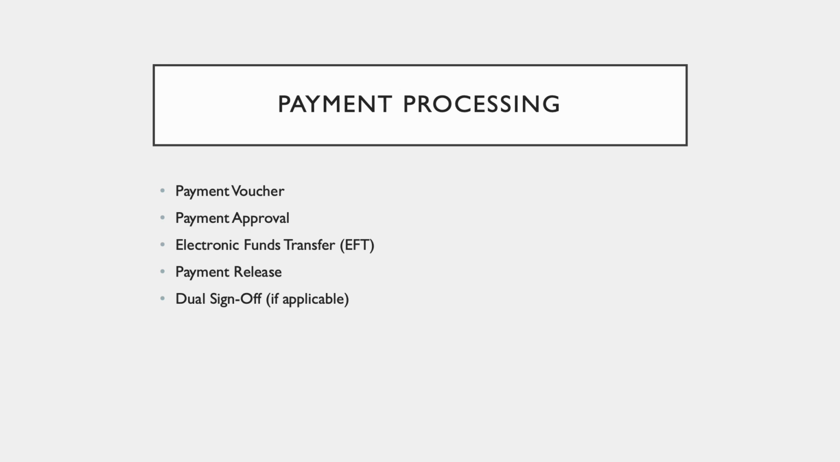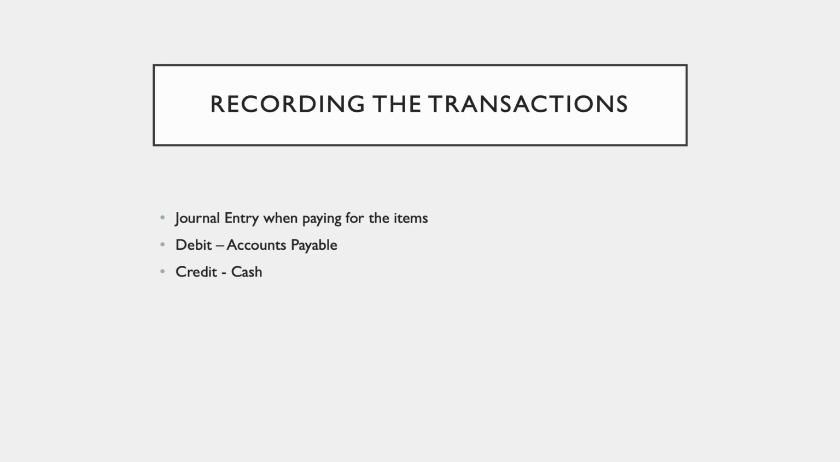Once everything checks out, the payment is prepared. This usually involves creating a voucher package that includes the purchase order, receiving report, and the invoice. The payment is then approved by someone with the right authority, often requiring a second sign-off to prevent fraud and errors. We must remember to book the supplier invoice correctly and ensure the payment is recorded in the accounting system as well.